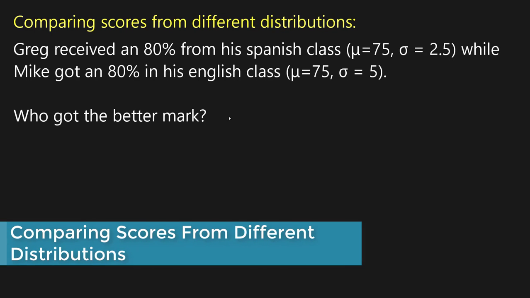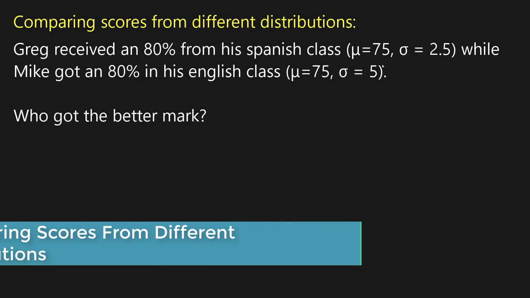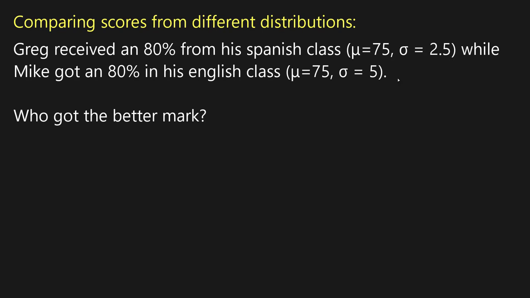One of the most practical uses of z-scores is to compare scores from different distributions. Have a look here at two marks that two different students got. Greg received an 80% from his Spanish class, and the Spanish class statistics are here. So we've got a mean of 75 in the class and a standard deviation of 2.5. Well, Mike got an 80% in his English class, and so again we've got the mean and the standard deviation listed. Who got the better mark?